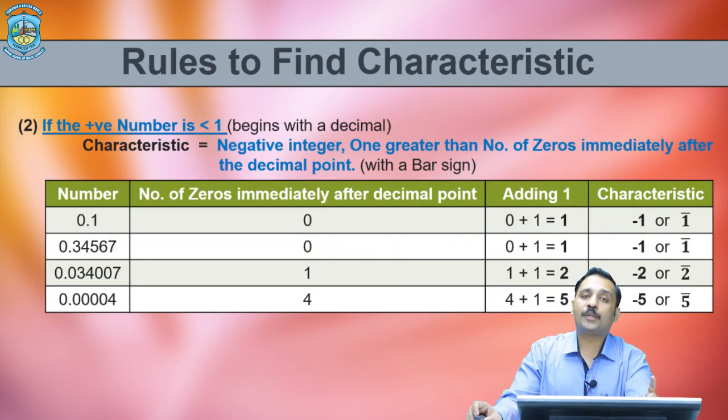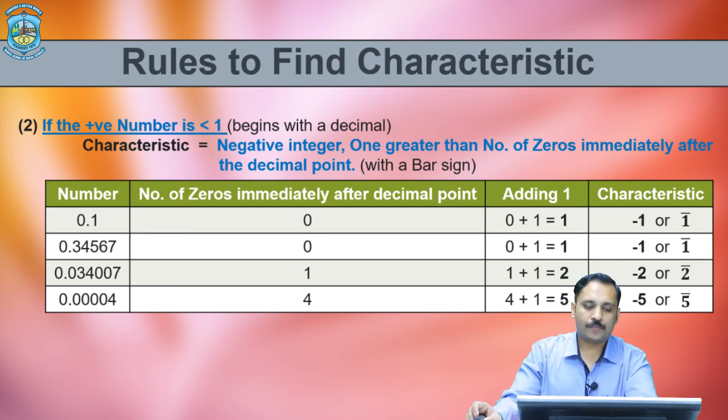Now, if the positive number is less than 1, that means it should begin with a decimal sign. The characteristic value is a negative integer which is 1 more than the number of zeros immediately after the decimal point, with a bar sign.